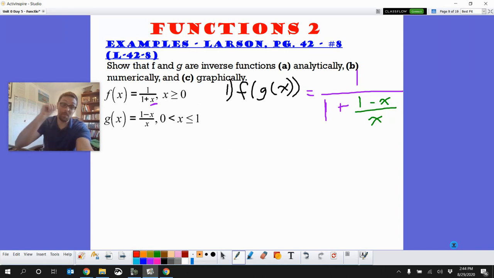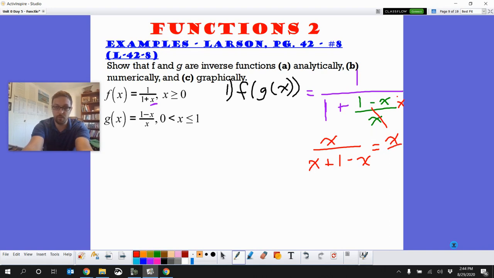To simplify this, I'm going to multiply top and bottom by x again. So we get x over 1 times x is x, plus that little fraction gets canceled out when it's multiplied by x, 1 minus x. In the denominator, the two x's cancel each other out, so we get x over 1, which is just x. So sweet. Now we've got to check it the other way because it's got to work both ways.